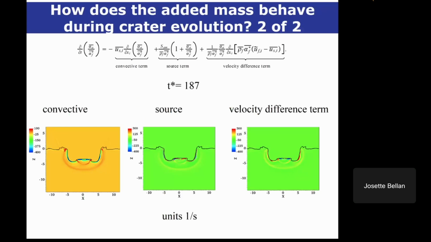So the convective term is seen to be very important in the transmitted shock and in this cup that is formed at the surface of the crater. The source term and the velocity difference are very important at that particular interface, at the walls that are formed in a crater. So there is a totally different region, locality, where the convective term and the source terms and the velocity terms are important. Next.